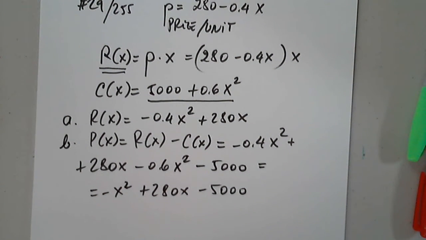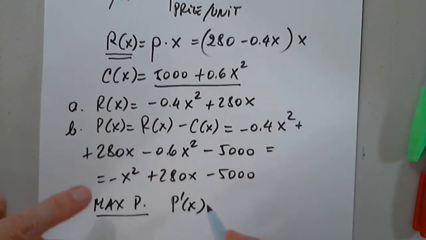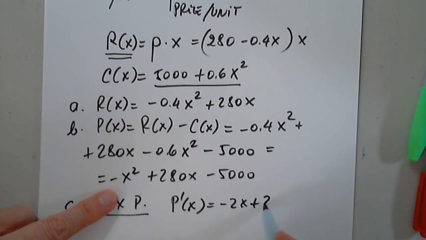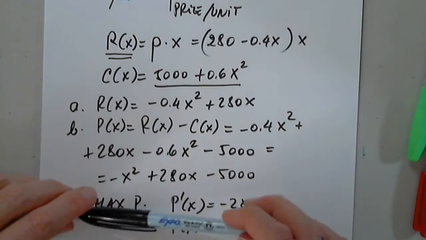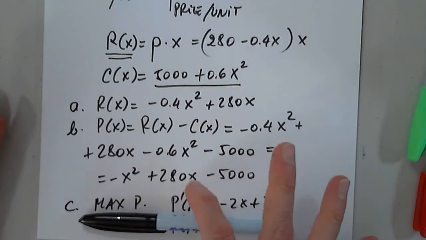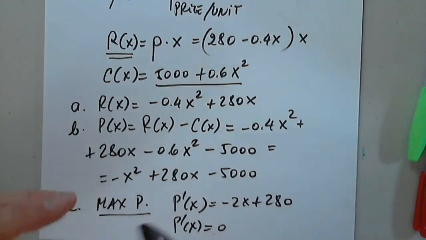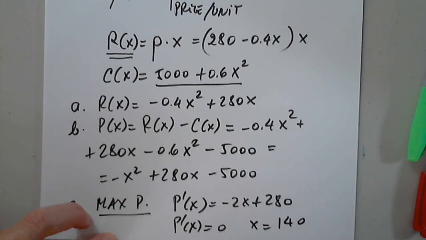Part C, how many refrigerators must the company produce and sell to maximize profit? So now when we talk about maximizing profit, I have to find P prime, which will be negative 2x plus 280, and set it equal to 0 to find critical numbers. You can say, I don't need calculus for this because I know this function is quadratic and I know how to find its maximum, but this is what we need to do. When I set this equal to 0, I get 140 units.